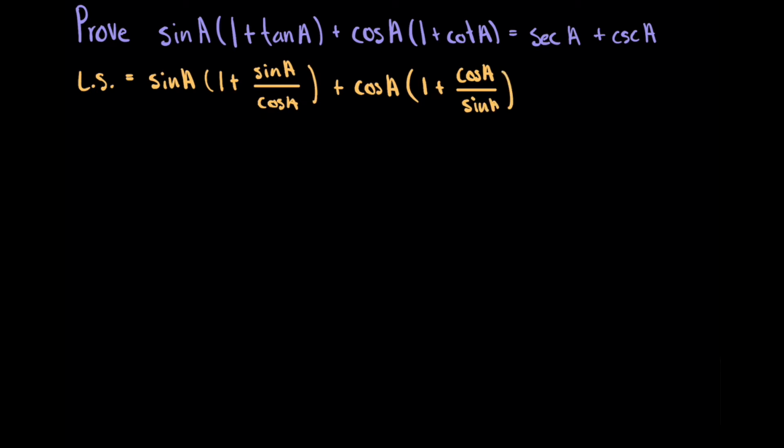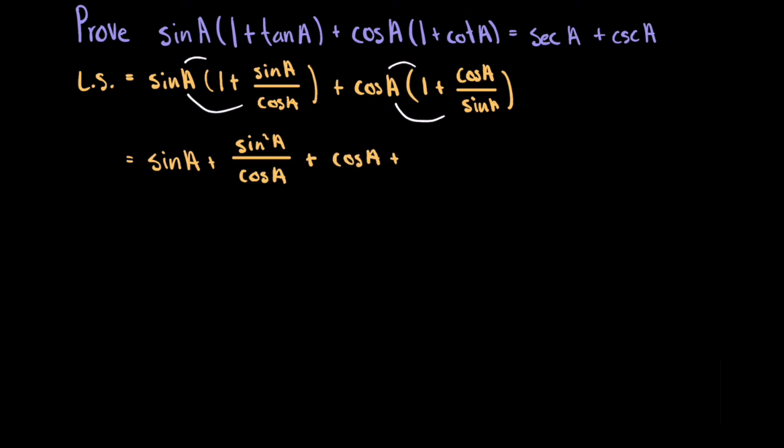All right, so now let's multiply this out. We're going to multiply sine with 1 and then sine over here, and cosine with 1 again, and cosine with this term over here. So what we're left with: we have sine times 1, which is equal to sine A, plus sine A times sine A over cosine A. So we have sine squared A over cosine A. And then over here we have cosine A times 1, so that's just cosine A, plus cosine A times cosine A over sine A. We have cosine squared A over sine A.